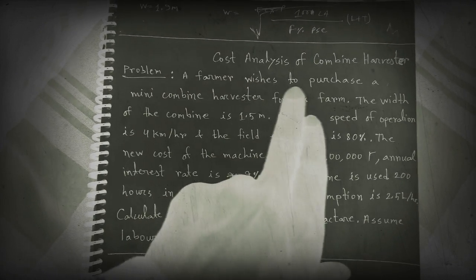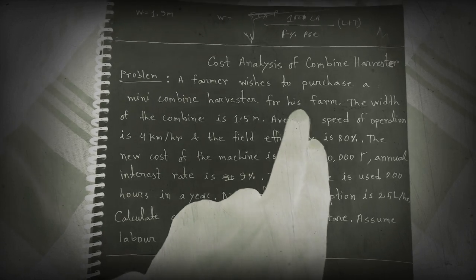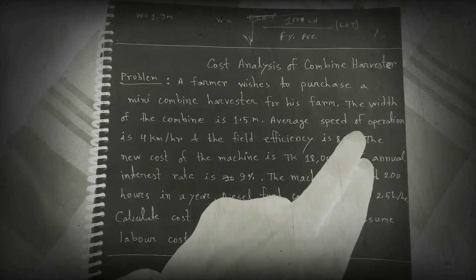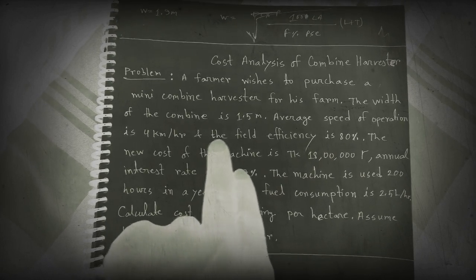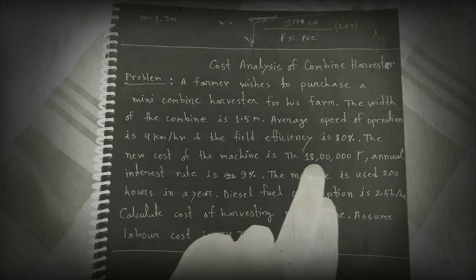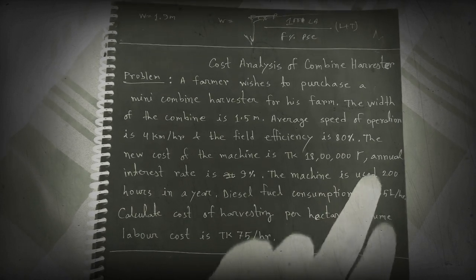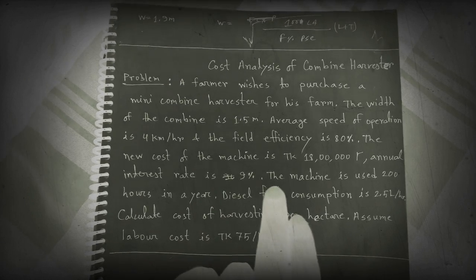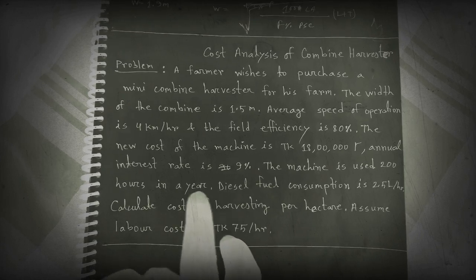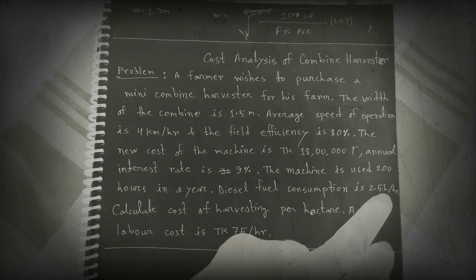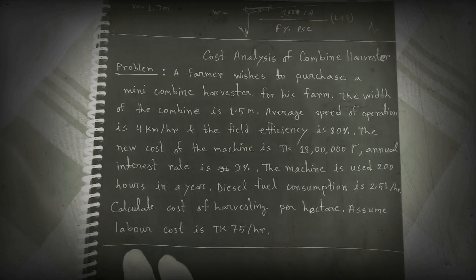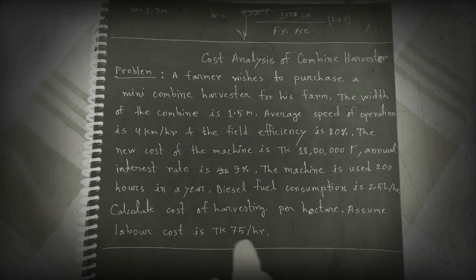A farmer wishes to purchase a mini combine harvester for his farm. The width of the combine is 1.5 meter. Average speed of operation is 4 km per hour, and the field efficiency is 80%. The new cost of the machine is 18 lakh taka in Bangladesh. Annual interest rate is 9%. The machine is used 200 hours in a year. Diesel fuel consumption is 2.5 liter per hour. Calculate total cost of harvesting per hectare. Assume labor cost is taka 75 per hour.